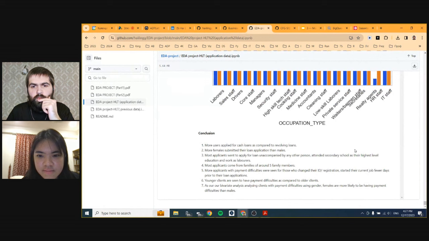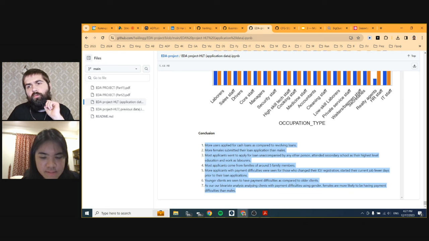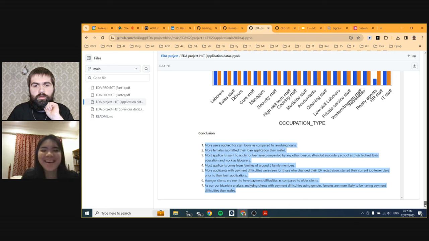Bifurcation loans. And okay, it's your conclusion. What about what you find in the data, and what will be your recommendation? I didn't do that. I didn't write the recommendation.